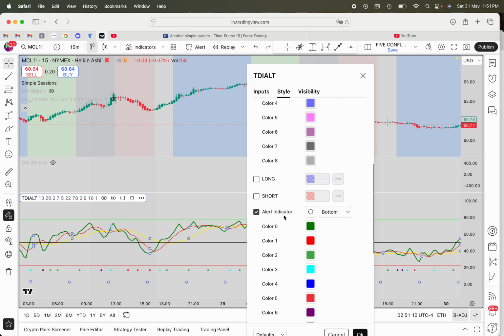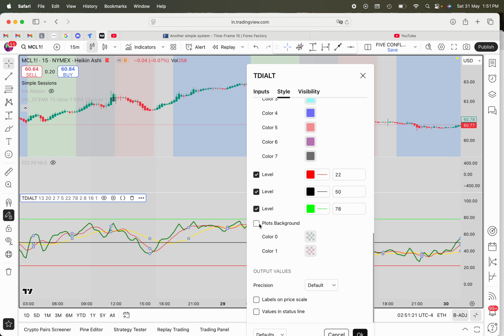And I've also turned off these alerts. You can see all these little buttons here. And I've also just turned off this as well. That's the only thing I've done on the style tab. Oh, and the plots. I don't need the plot, although it is good to have. It sort of gives you maybe a bit more visual confidence.